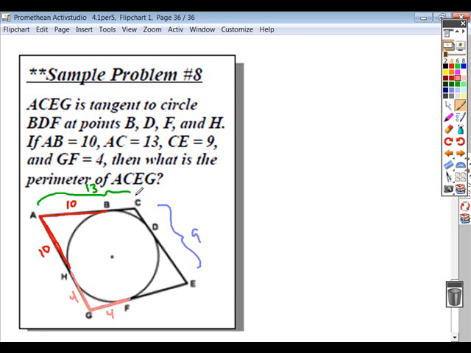If the whole length AC was 13 and AB was 10 of it, what's left for BC? This portion has to be 3, which means this other portion is 3. The whole thing was 9 and CD was 3. What's left for DE? The rest of this has to be 6, which means this length is also 6.